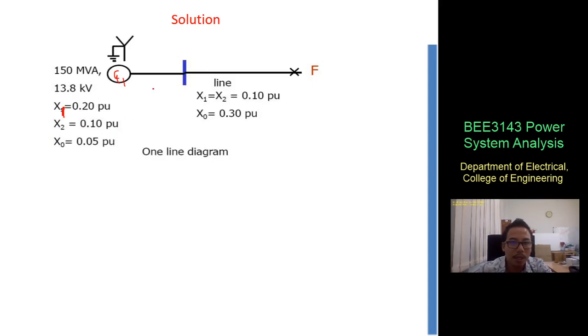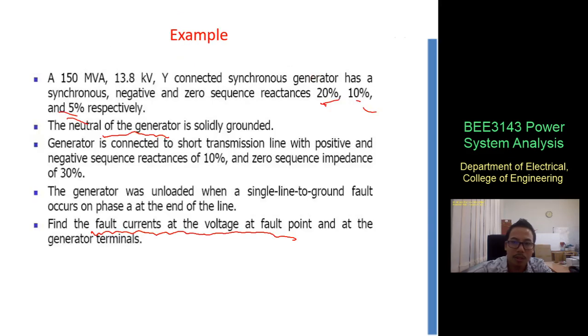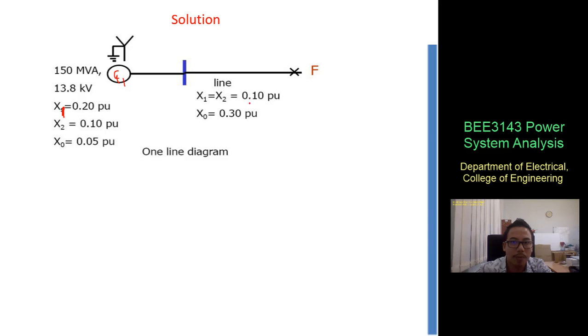Then they have the line, with X1 equal to X2 equal to 0.10 for the positive and negative sequences. The generator is connected to a short transmission line with positive and negative sequence reactances of 10%, while the zero sequence is 30%. That's why it is 0.1, 0.1, and 0.3.